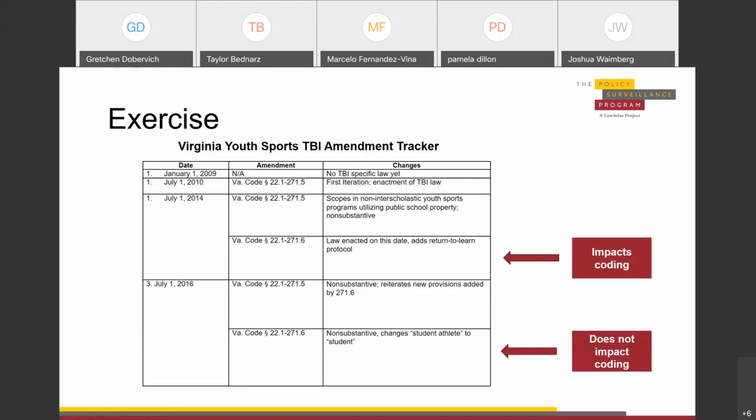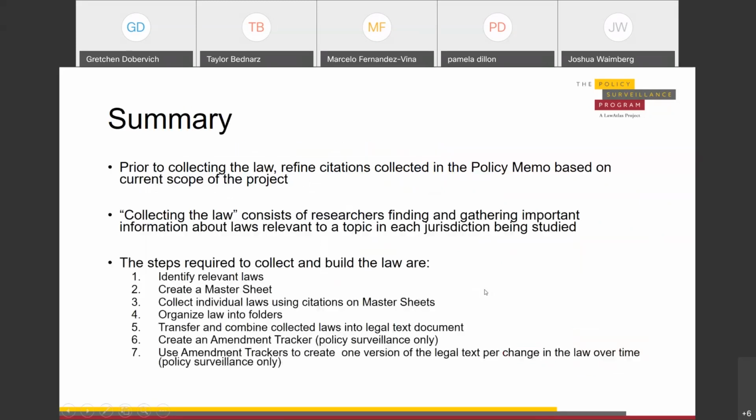We'll get into more details on coding in our next presentation, which is specifically on coding the law. But this one has been about collecting the law. So, in summary, prior to collecting the law, we want to refine citations collected in the policy memo based on the current scope of the project. This is a good first step because usually that first batch is based on the jurisdictions assigned in the policy memo, and our search strategy will be based on that as well.